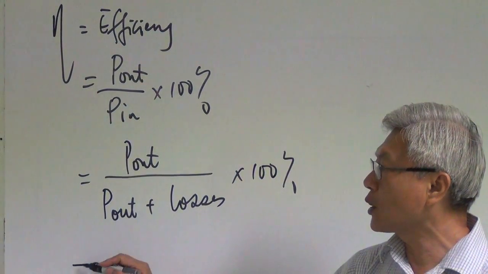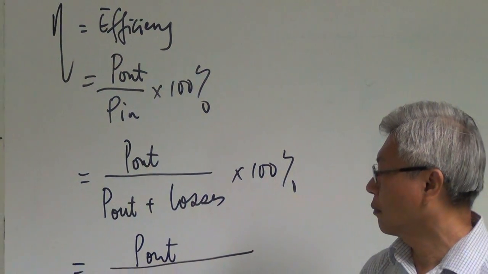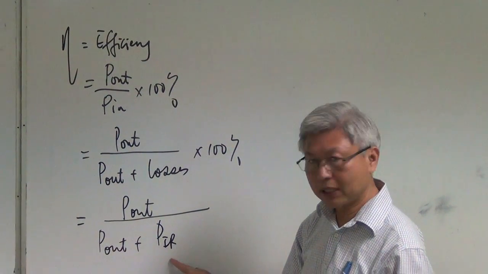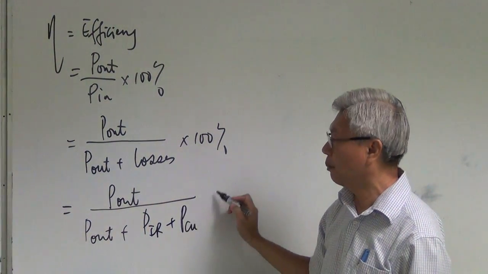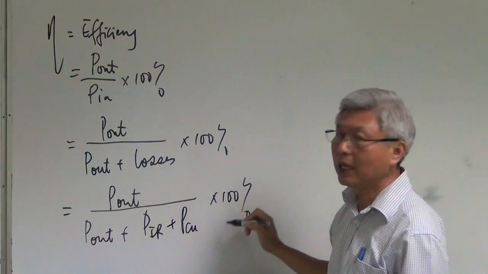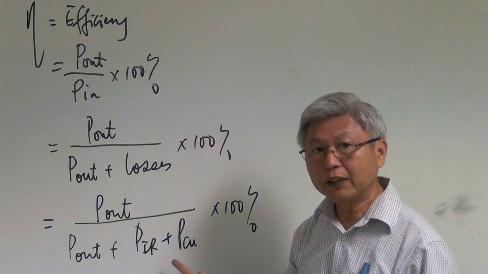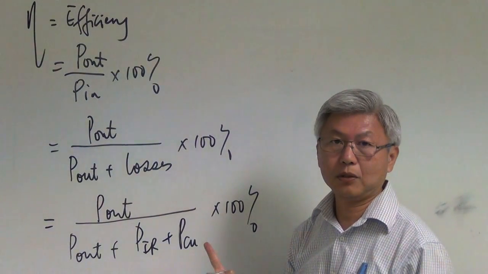Now, a transformer has two types of losses. Okay, one is called the iron loss. This is the symbol for iron loss, and the other one is called the copper loss. Right? So there are two types of losses in a transformer that are significant enough for us to calculate, and they are the iron loss and copper loss.